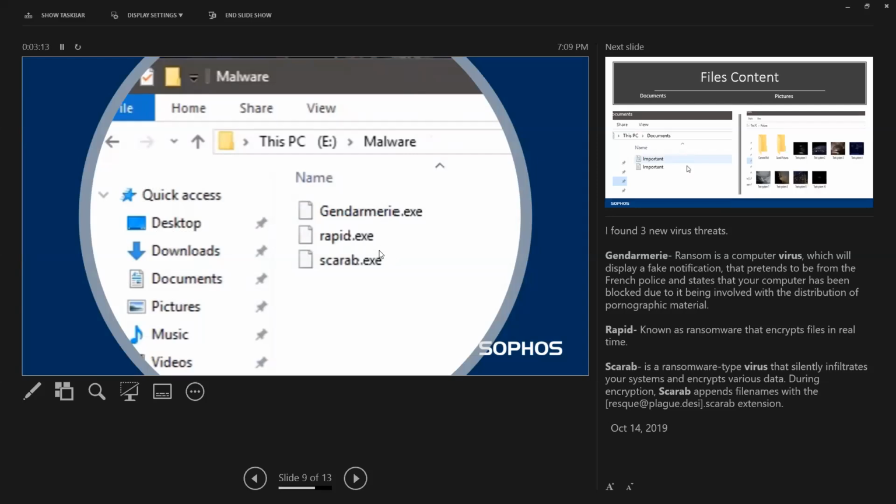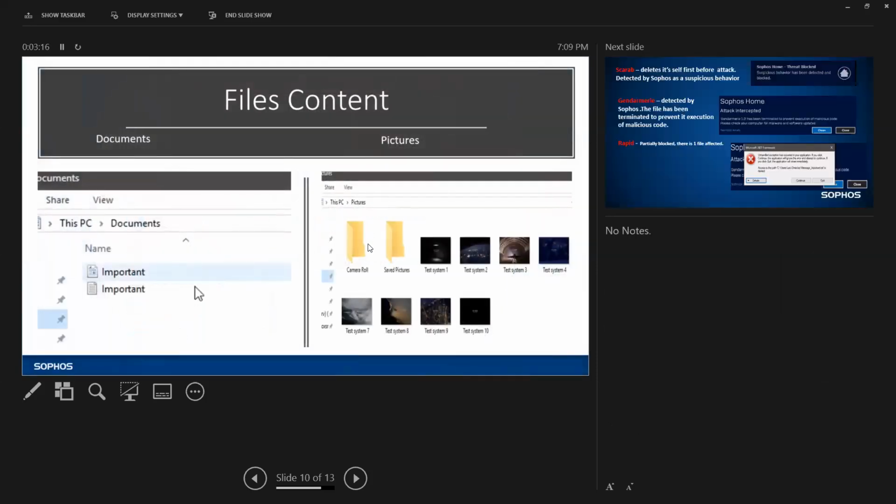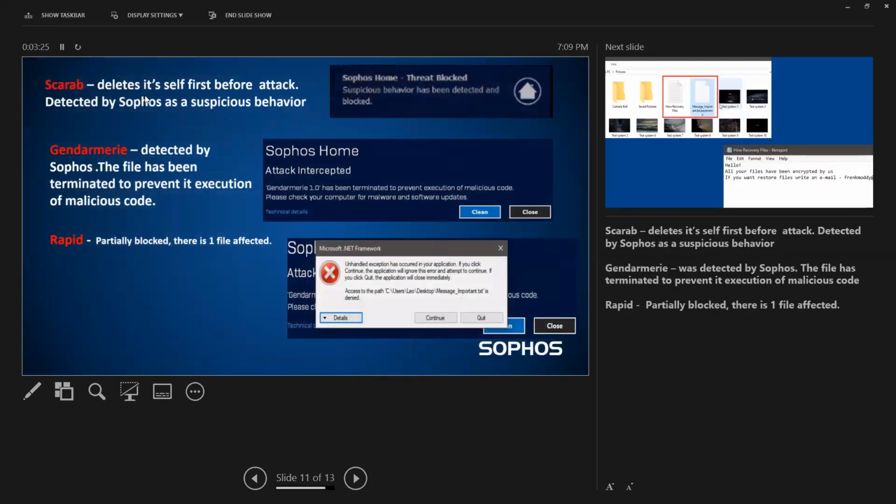What I noticed is I had some pictures in the folder and some documents that I created. When I ran all 3 of them, Scrab was one that was detected by Sophos and deleted itself before the attack and didn't do any damage to any files. Then I ran Gendermere, which was also detected by Sophos. The file was terminated, so it terminated the process to prevent the execution of malicious code.